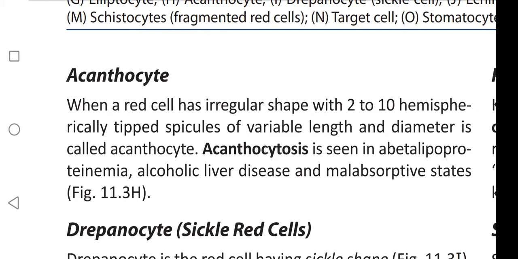Once again, acanthocyte. When a red cell has irregular shape with 2 to 10 hemispherically tipped spicules of variable length and diameter, it is called an acanthocyte. Acanthocytes can be seen in conditions of abetalipoproteinemia, alcoholic liver disease, malabsorptive states.